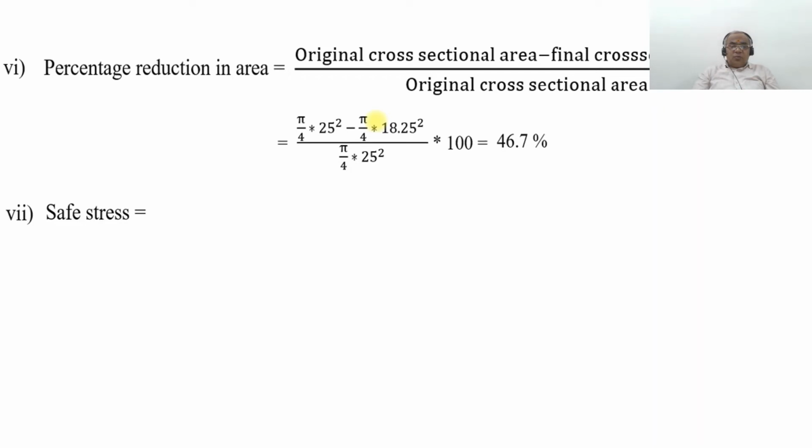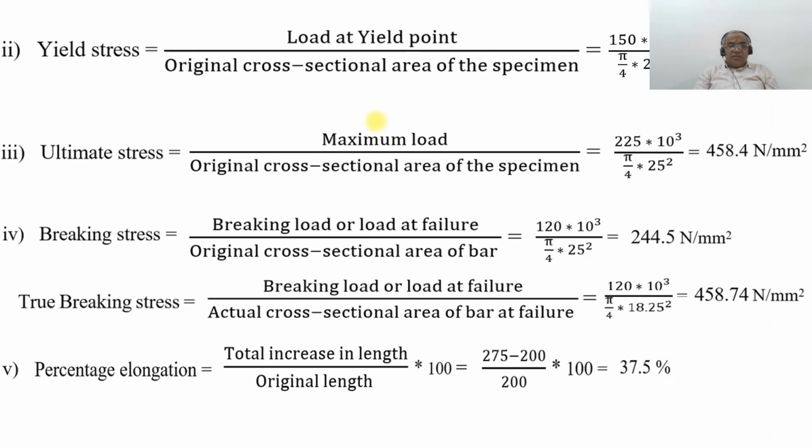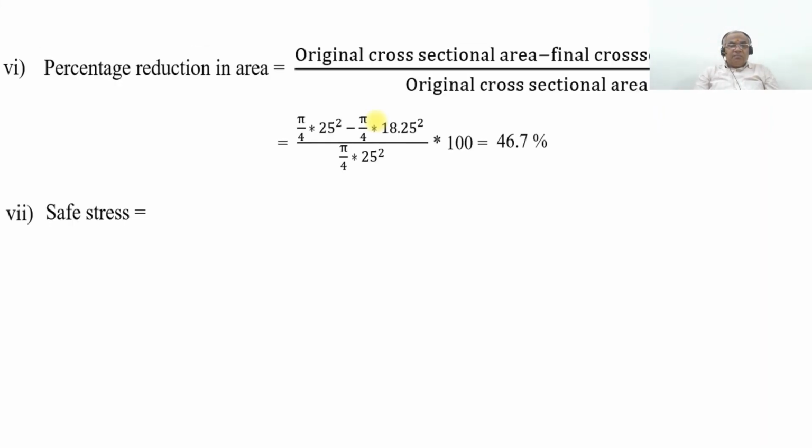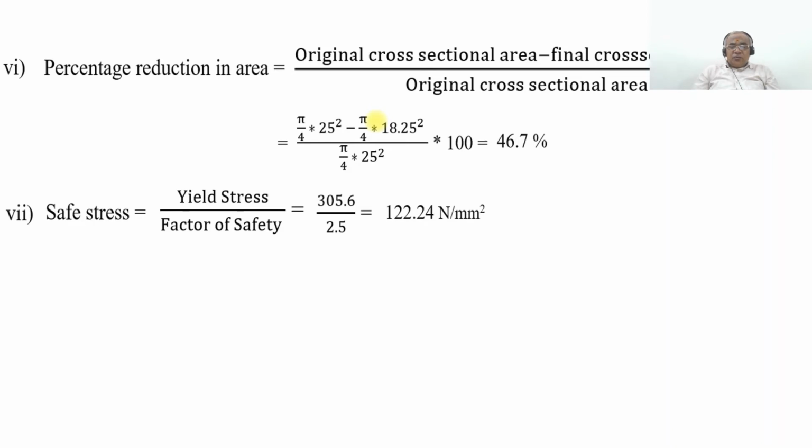Similarly, the safe stress is the yield stress divided by the factor of safety. The yield stress is nothing but 305.6, which we have calculated here, divided by the factor of safety, which is 2.5. On simplification, you will get 122.24 Newton per mm square.